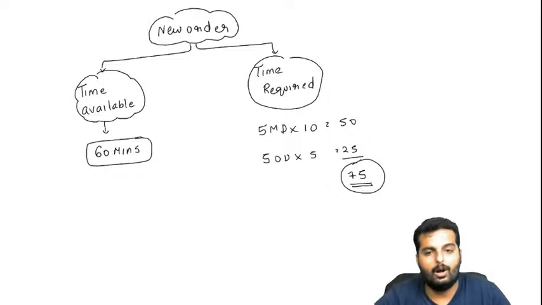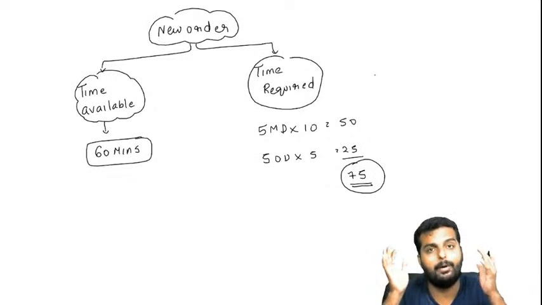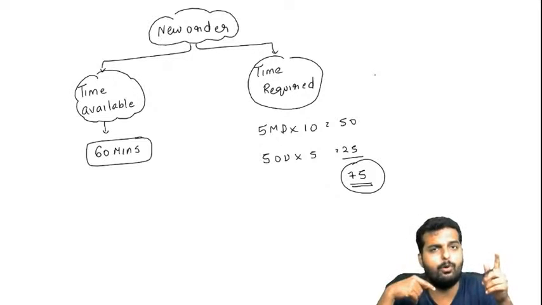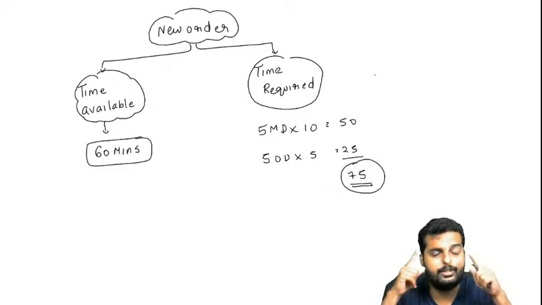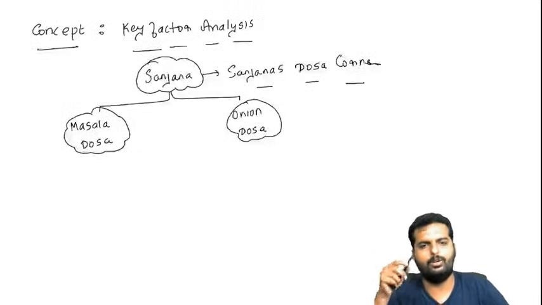Alright. So now one thing is for sure, Sanjana cannot make all the dosas. She has to compromise on something. Either she has to compromise on masala dosa or she has to compromise on onion dosa. Which one will she compromise is the question we are trying to answer over here. Okay. Can you do one thing first? Can you write down till here in your books?